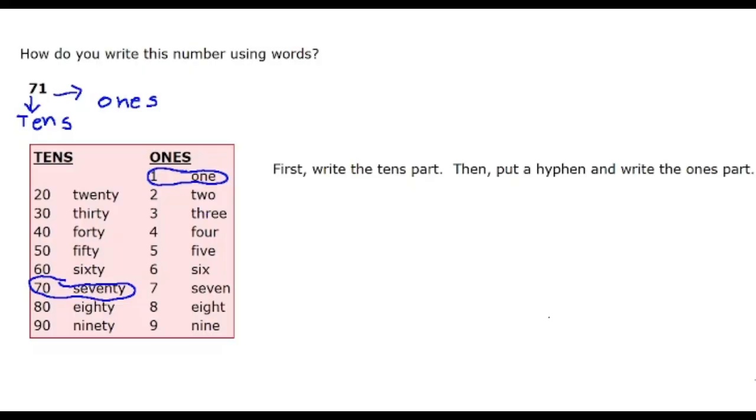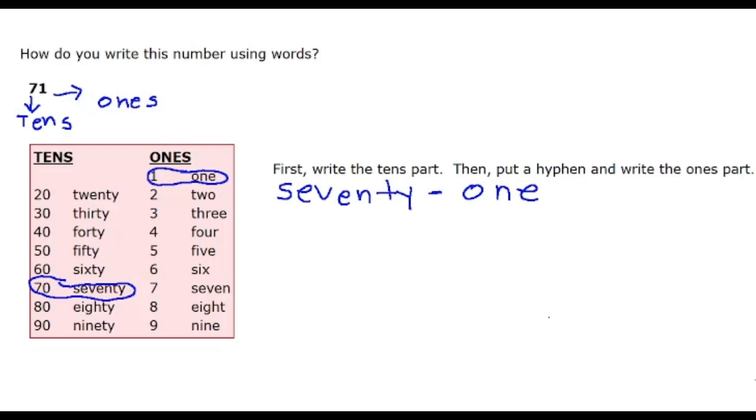So this is the tens part, so let's write that. Then it says you put a hyphen. So you put a hyphen, and then you write the ones part. So here's the ones part here, we circled it. And that's how you write 71.